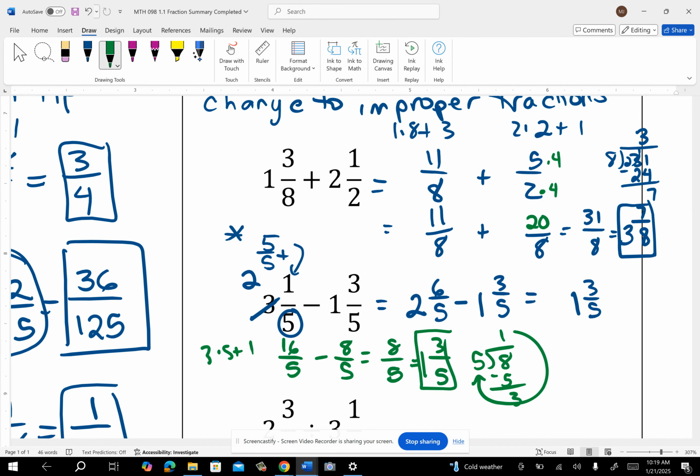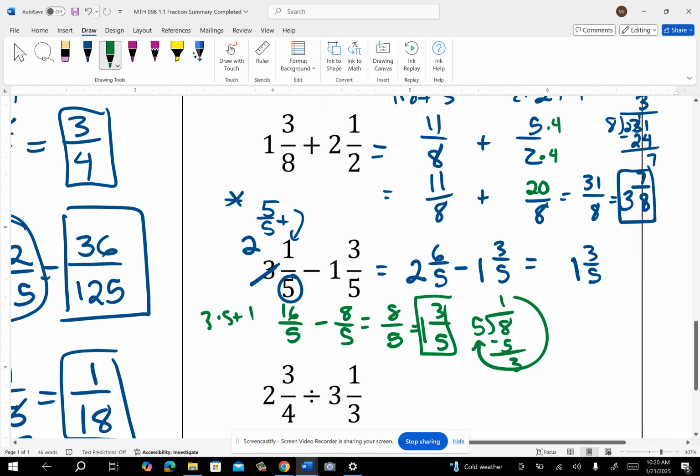Okay? So feel free to try to make sense of the borrowing idea. If that makes sense, you can use it. But typically with mixed numbers, anytime you see them, just change them to improper fractions and then do what you've learned to do for adding, subtracting, multiplying, and dividing fractions.